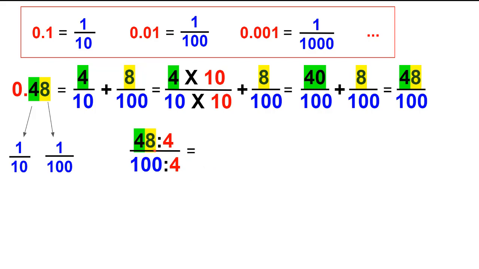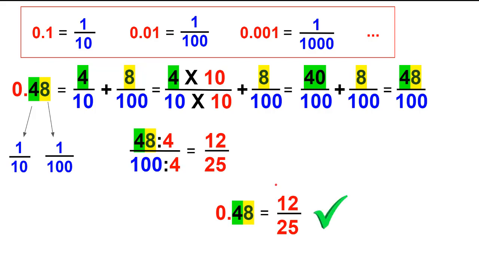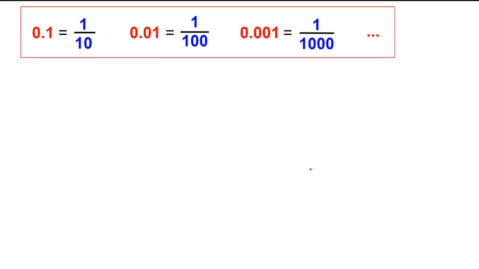Let's divide the 48 by 4 and the 100 by 4, so we don't change the value of the fraction. If you perform the same action on the numerator and on the denominator, you get the same value, which is in this case 12 over 25. So 0.48 equals 12 over 25. And another example, this time with 3 digits.